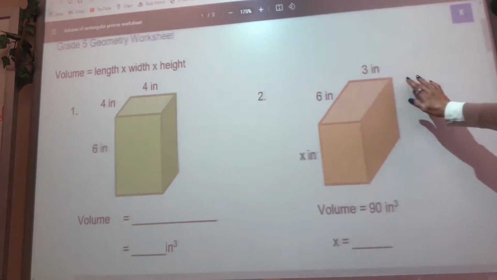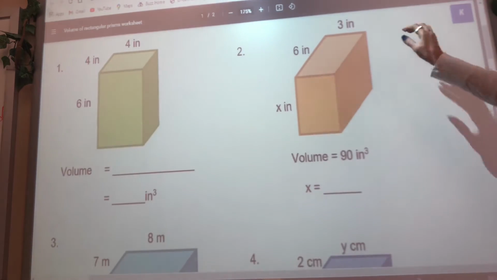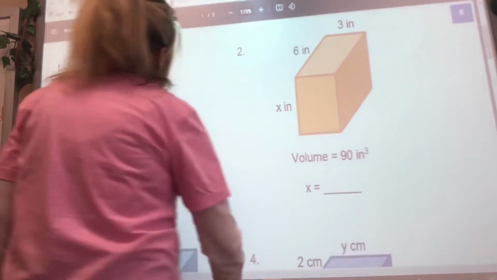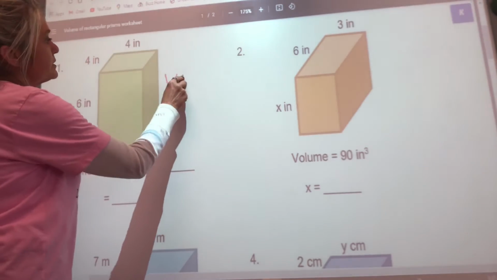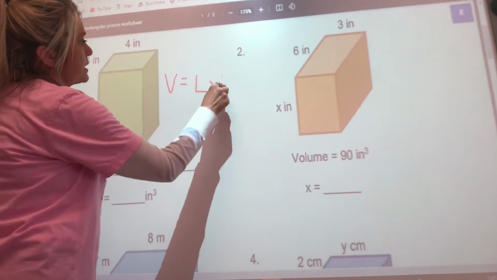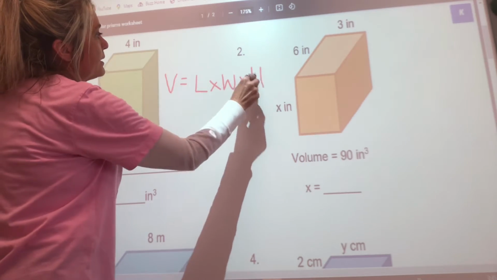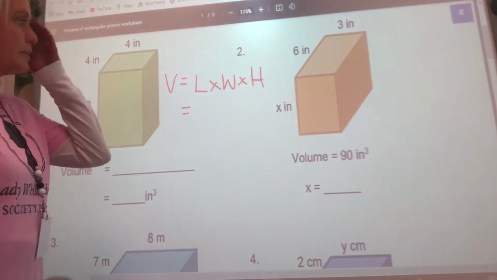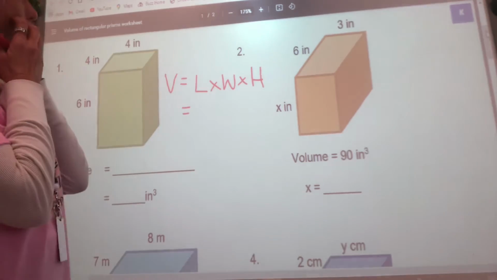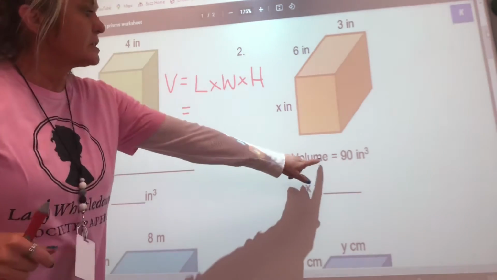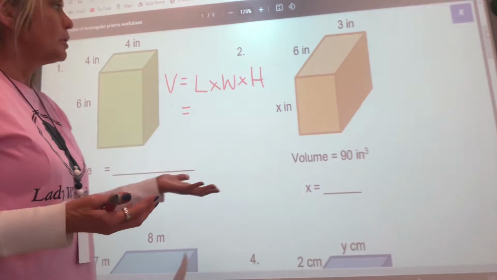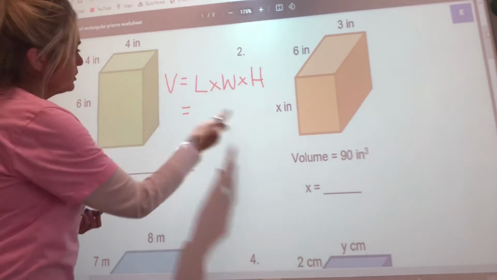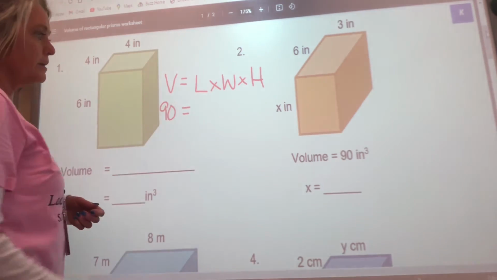Okay, on number 2. Now this one's a little different. We're still using the same formula. It's still volume equals length times width times height. But this time it says X inches. Well, we don't know. But they did give us the volume on this one, so we just plug in what we know. We know that the volume is 90, because they told us that.